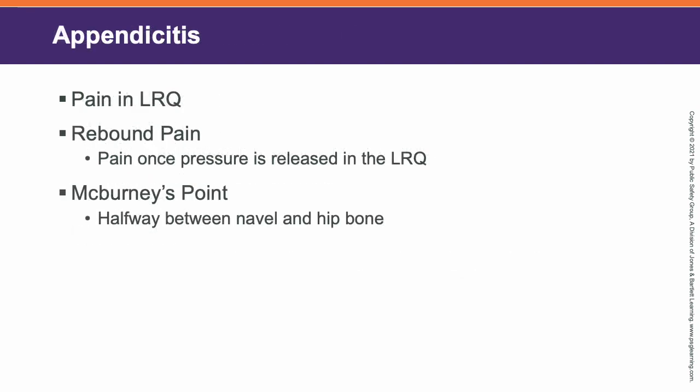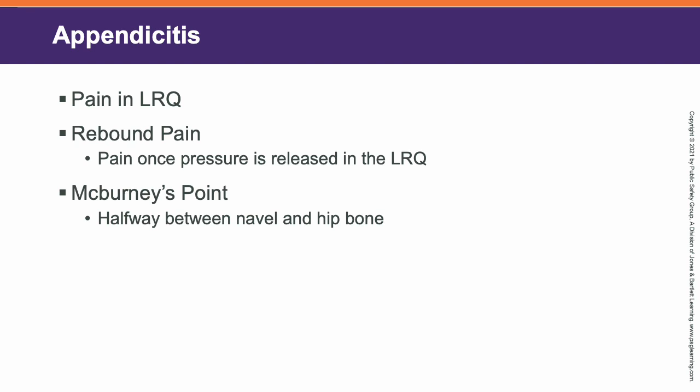I mentioned it briefly. As far as the appendicitis, you can say it either way: left, right, lower right quadrant, or the right lower quadrant. It's the same idea. The best way to test for appendicitis is to look for what's called rebound pain.